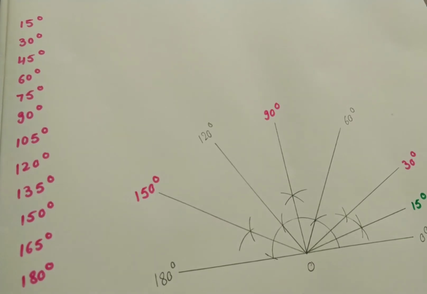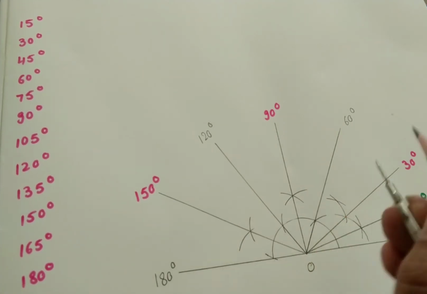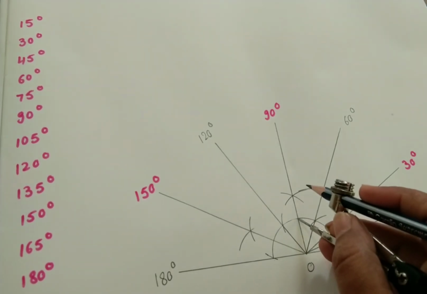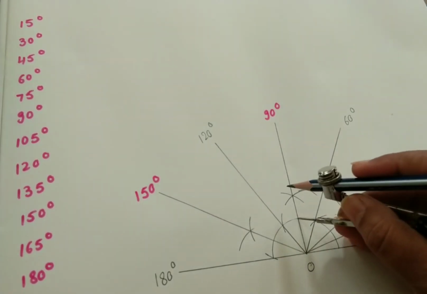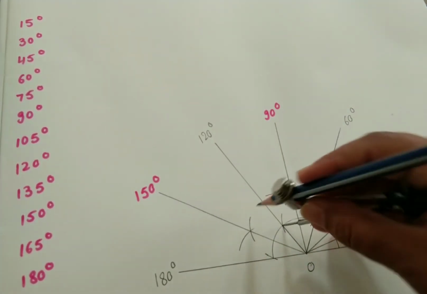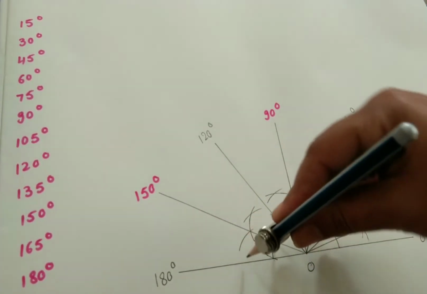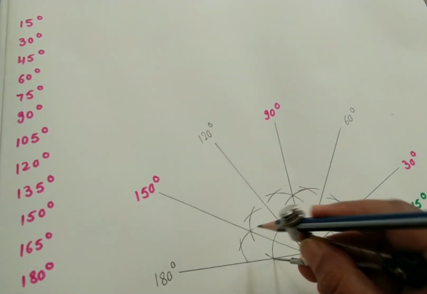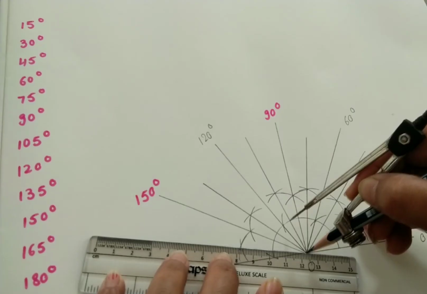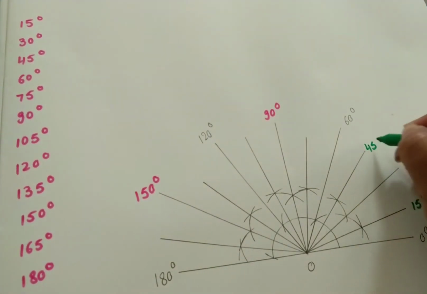This way we will do the bisector of angle 30 degree and 60 degree. Here 60 degree and 90 degree. This one is 90 degree and 120, and 150, and 150 and 180, and in between we will get 30 degree. This is our 45 degree.